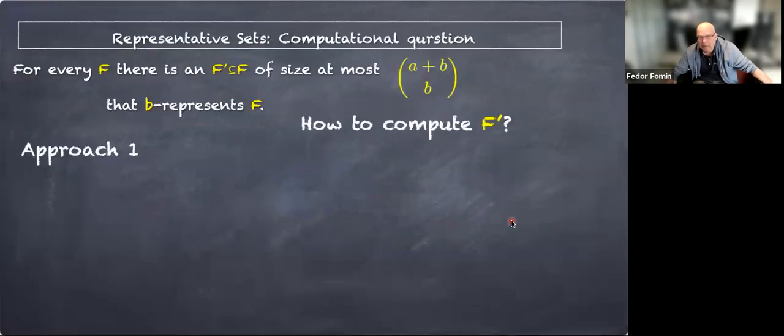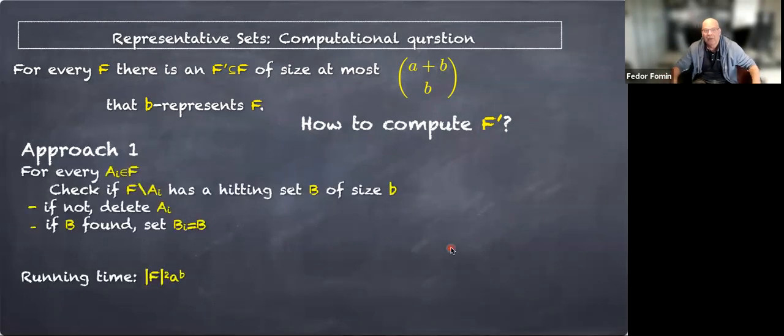Right. So now we are ready to have the first algorithm for computing representative sets. Once again, I know that for every family F, there exists a family F prime of size at most A plus B choose B that represents family F. So how to compute this family F prime? Well, it's a kind of greedy approach, which at every step involves a solution to the hitting set problem.